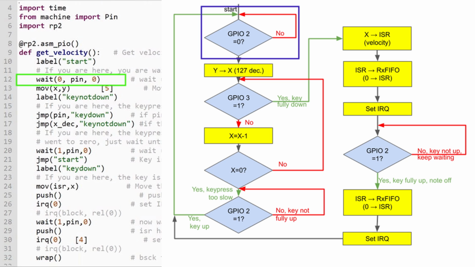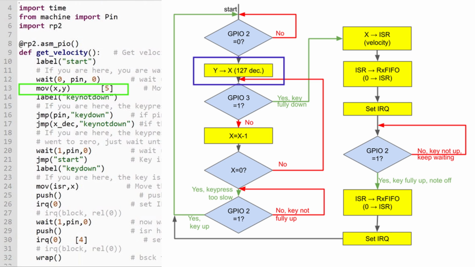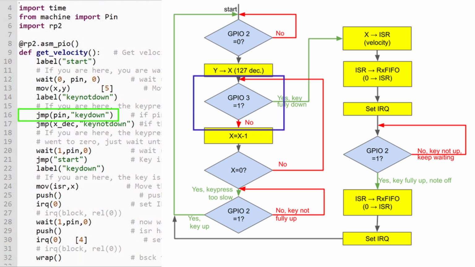After the key press starts, we'll copy the maximum velocity value of 127 from the Y register into the X register. This will be the starting value for our velocity countdown. Since the velocity counts down so quickly, I added a delay of 5 clock cycles to increase the velocity range of the key. I did this during tuning of the key. Now we start the countdown. First, we check if the key is fully down. I'll use the jump pin command, which will jump to label key down if the key down contact goes high.